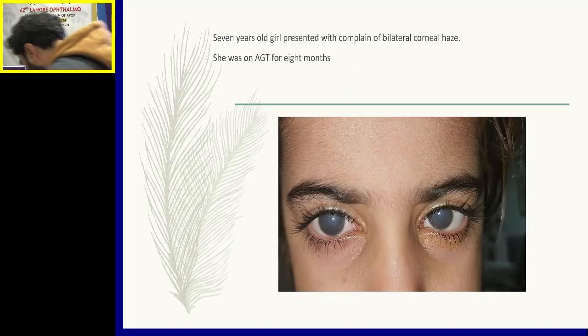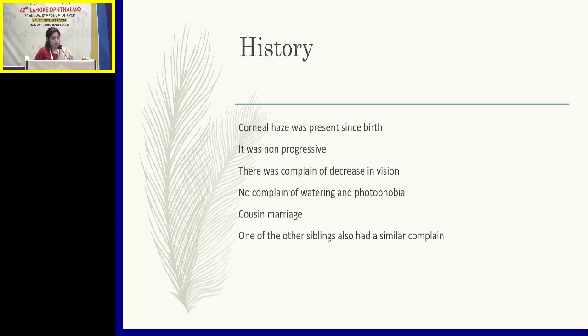Our first case is of a 7-year-old girl who presented with a complaint of bilateral corneal haze. She was already taking anti-glaucoma therapy for 8 months. On history, the corneal haze was present since birth. It was non-progressive, and there was a complaint of decreased vision. It was not associated with any watering or photophobia. There was a history of cousin marriage, and one of her siblings also has a similar complaint.